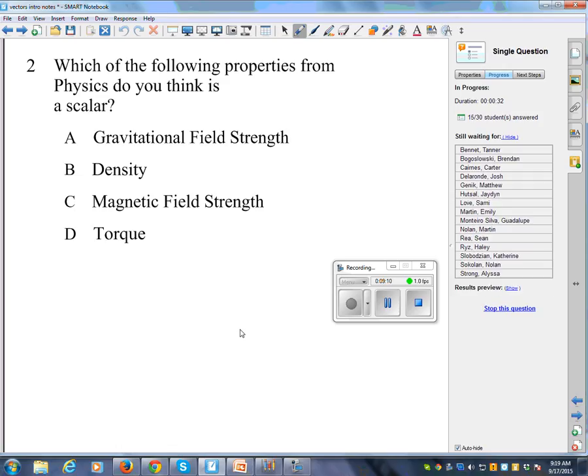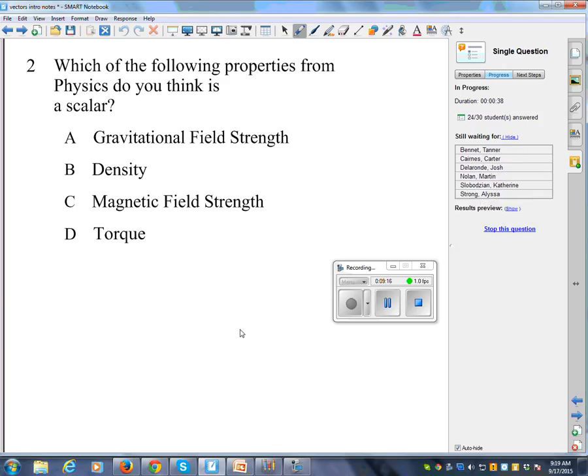Yeah, this is a bit more of a guess. Which one is a scalar? You've had a couple clues to this one already in the last few days. Which one do you think is a scalar? Okay, the Jeopardy song is almost done. Enter your final answer, please.